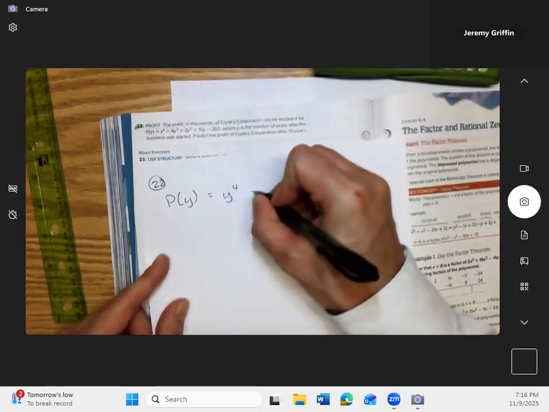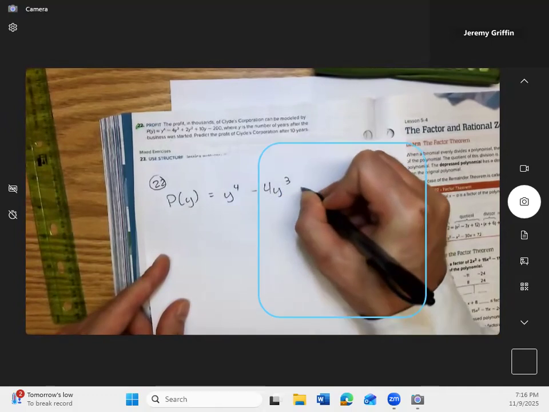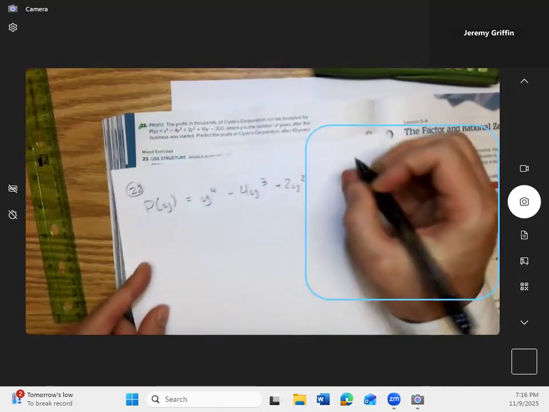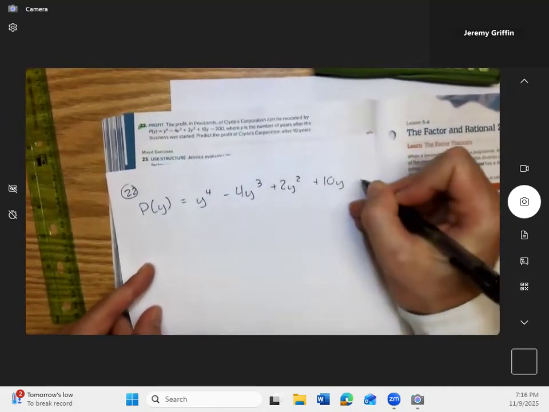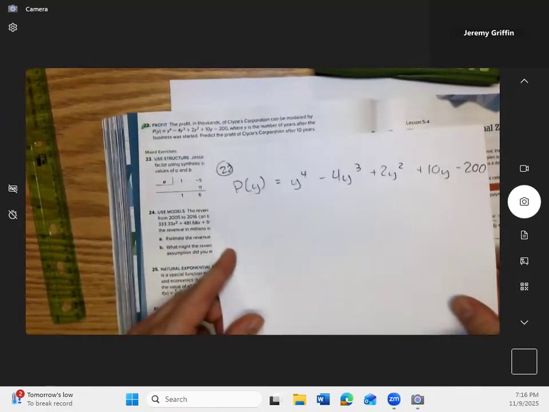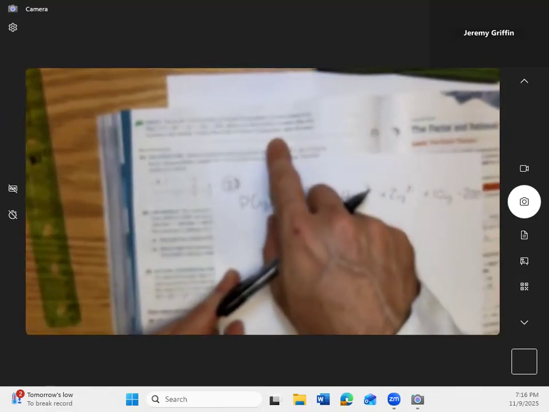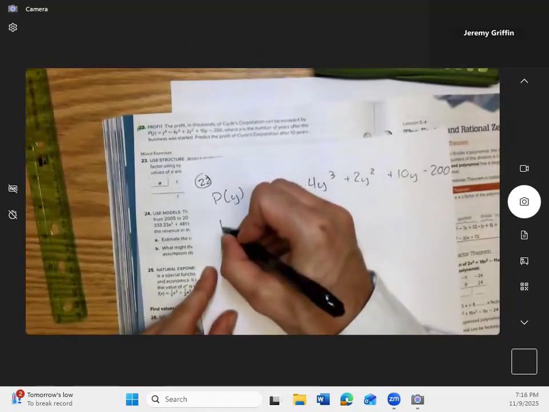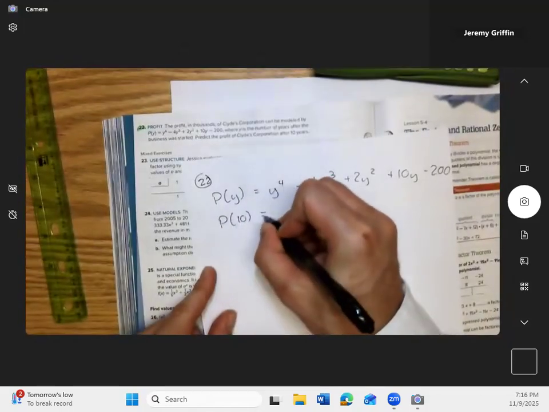y to the 4 minus 4y to the 3 plus 2y squared plus 10y minus 200. Yeah, there you go. Got that. Predict the profit after 10 years. Okay, so P(10) equals what?